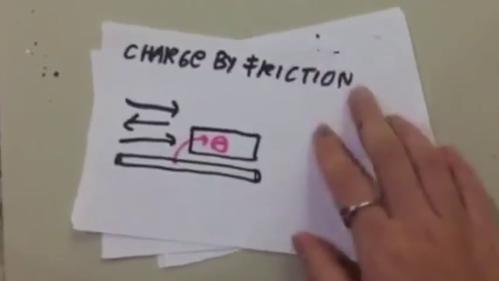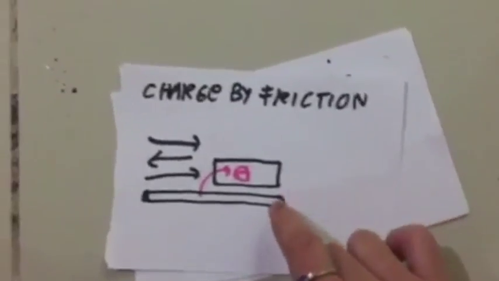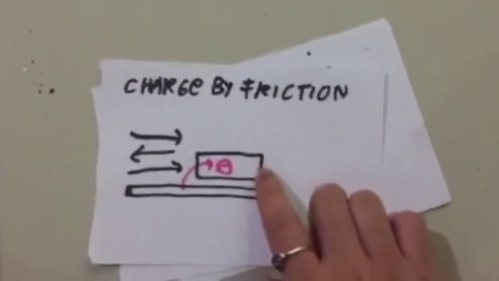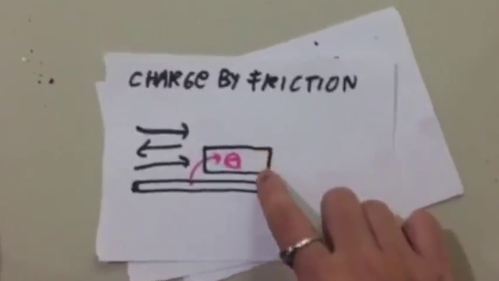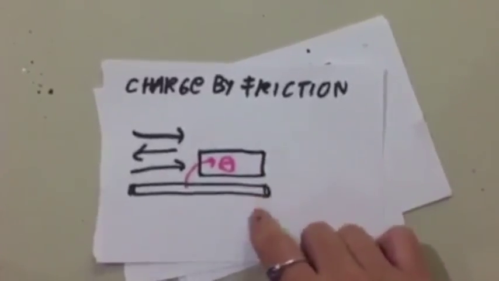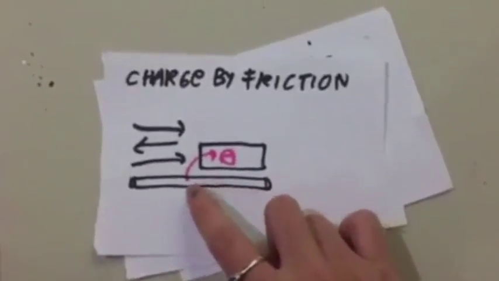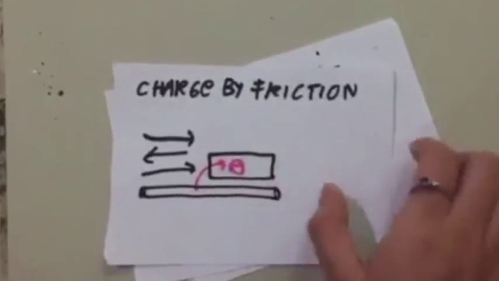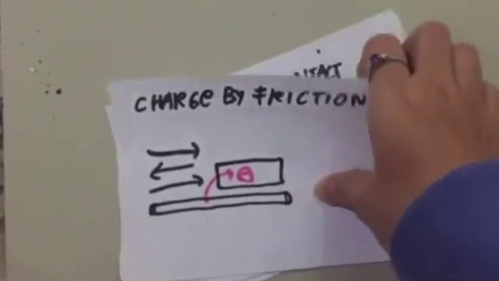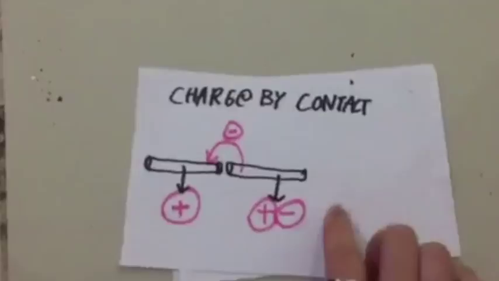First is by friction. In this charge by friction, say this is a metal rod, and this is a piece of clothing. When this piece of clothing is rubbed against the metal rod, negative charge will be transferred onto the cloth.